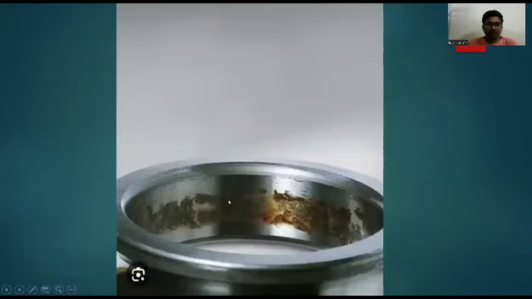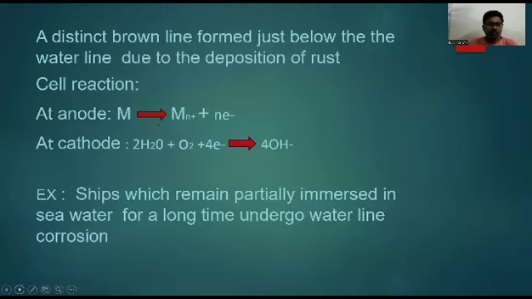See, this is an example of water line corrosion. It is a water tank. This part will undergo corrosion because of less oxygen. It acts as an anode. A distinct brown line is formed just below the water line due to the deposition of rust. We have seen in our homes some iron tanks inside which rust is formed.